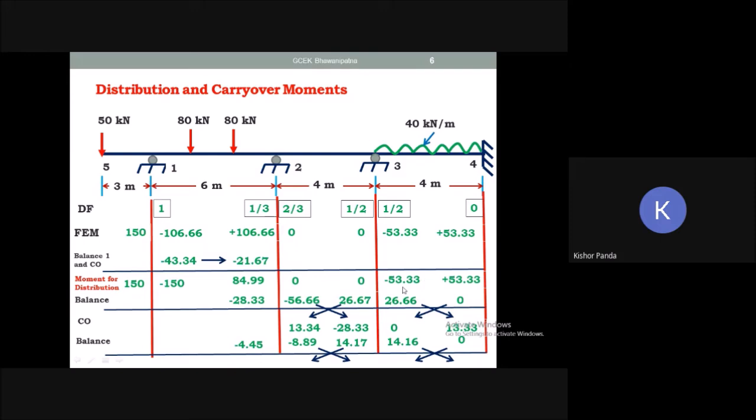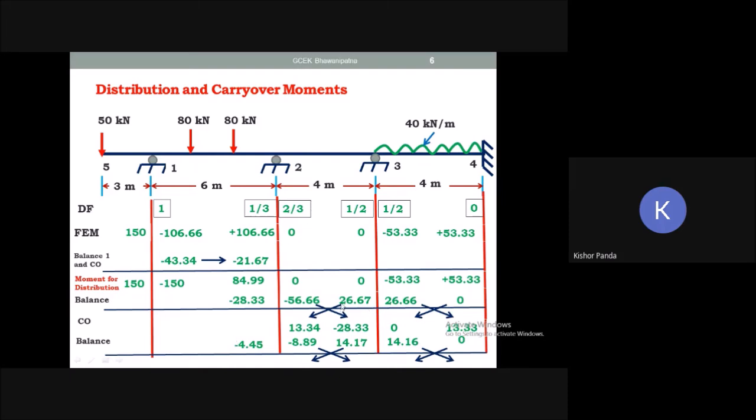Similarly, what is the net moment at joint 3? Here the net moment is this side minus 53.33, and this side the moment is 0. So what is the net unbalanced moment here? Minus 53.33, and this moment you have to multiply with 1 by 2 and put here in opposite sign. So this total is plus 53.33. This should come plus 53.33. Similarly, what is the moment at joint 4? This is 53.33 into 0, and here you write 0. So this is the balance of joints 2, 3, and 4.